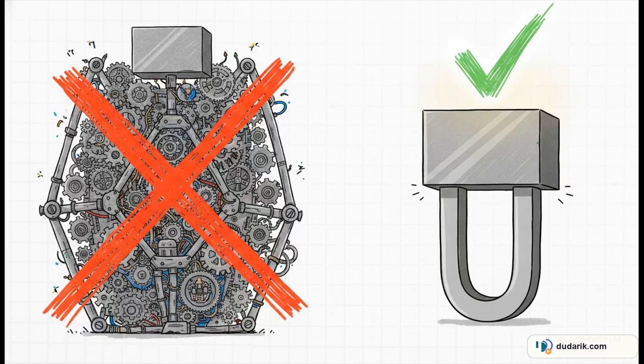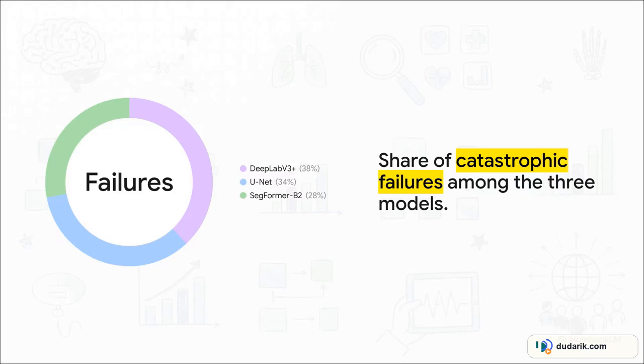A lot of developers just naturally assume a heavier, more complex model is going to handle real-world messiness better, but the data proves that's totally false. The complex DeepLab v3 Plus actually generalized worse than the much simpler UNet model. More complexity does not automatically equal better performance across domains. And honestly, average scores don't even paint the full picture.